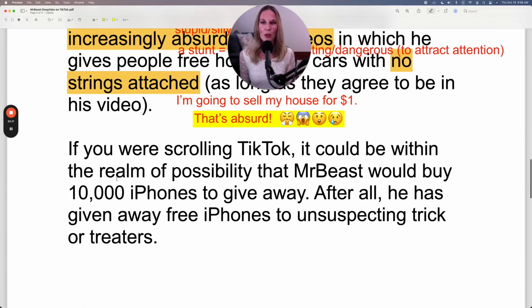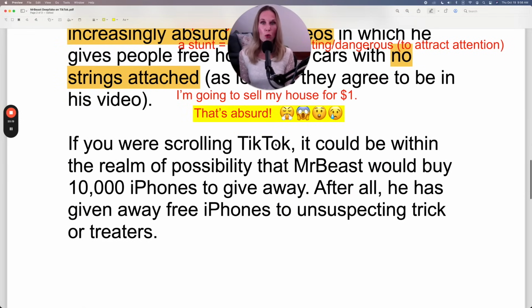Okay, let's continue. If you were scrolling TikTok, it could be within the realm of possibility. If something is within the realm of possibility, it simply means it could be possible. It's just a different way of saying a very simple thing. It could be possible that MrBeast would buy 10,000 iPhones to give away.